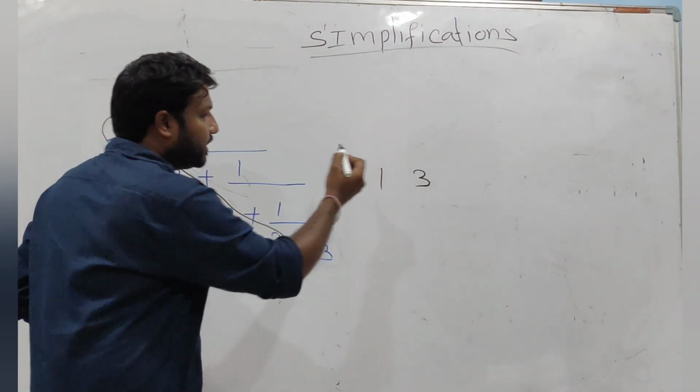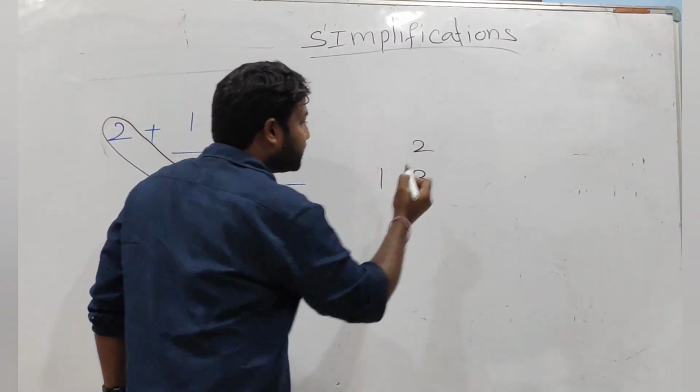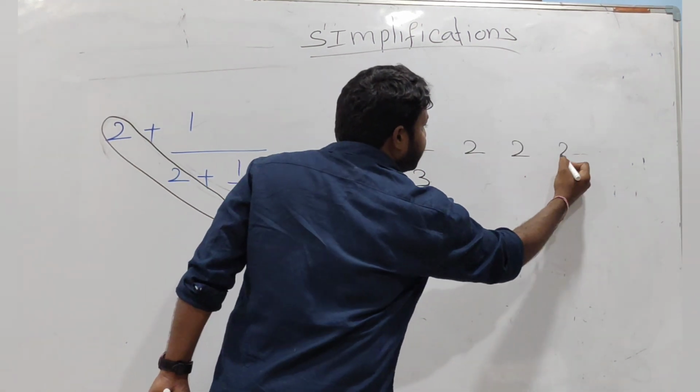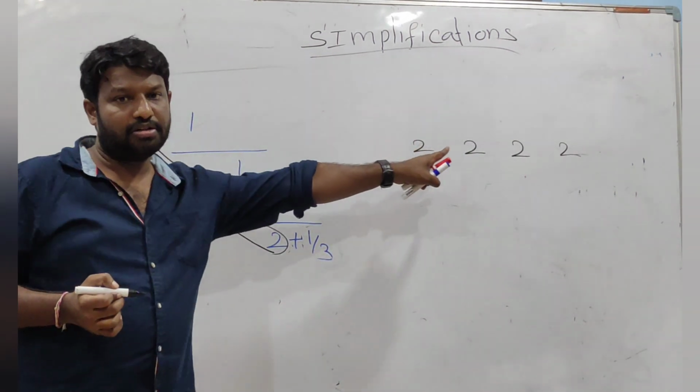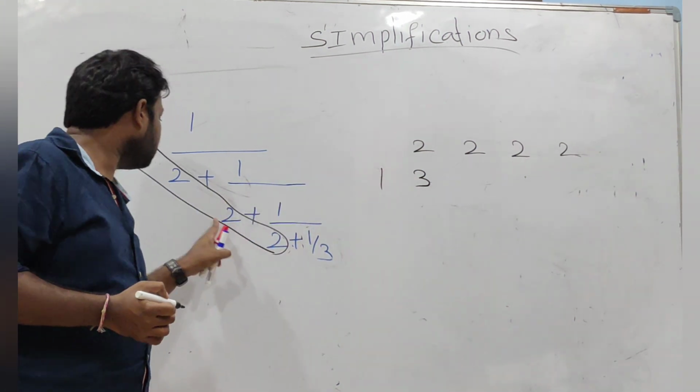So write 2s from here. Start from here: 2, first 2, next 2, 2. Total is 1, 2, 3, 4. I have written from here 2, 2, 2, 2.